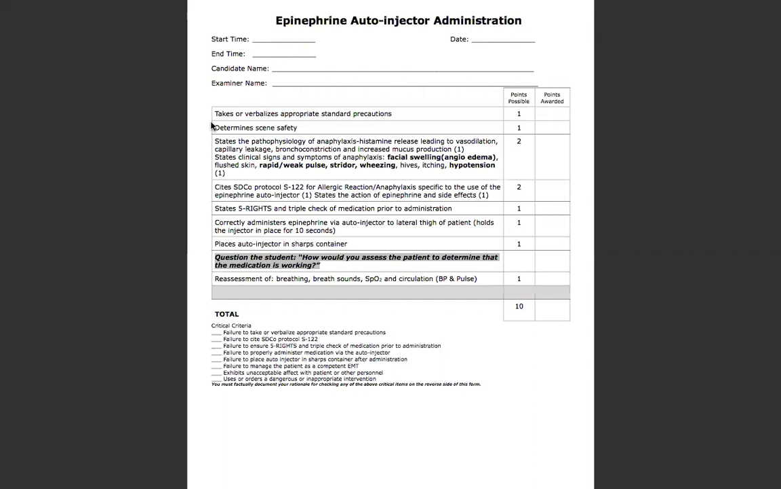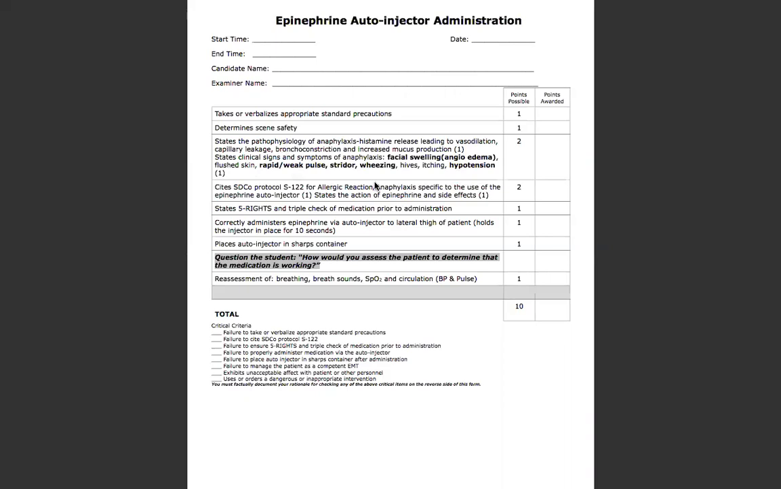Now, when you get down to the field impression, you're basically going to state the signs and symptoms that the patient is experiencing and then also include a little bit of the pathophysiology behind it. So you want to include that they're showing signs and symptoms like facial swelling, flushed skin, rapid weak pulse, stridor, wheezing, hives, itching, everything you see listed here, and then talk a little bit about the pathophysiology. So this is in anaphylaxis, there's a histamine release that causes vasodilation, capillary leakage, bronchoconstriction, and increased mucus production.